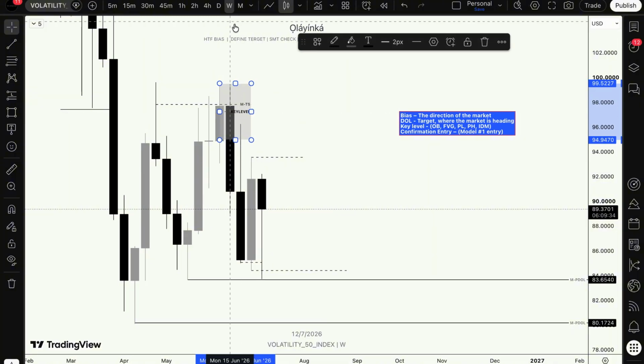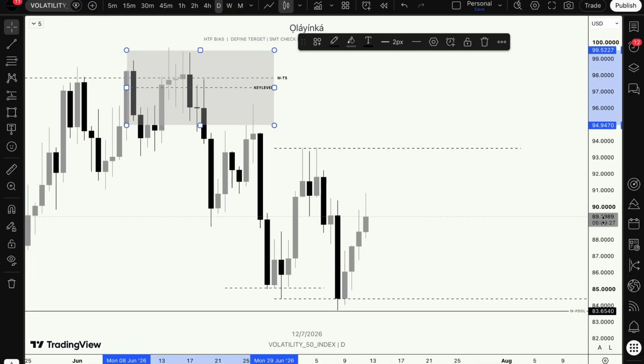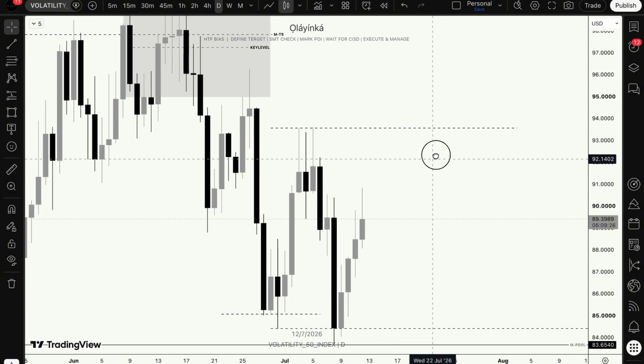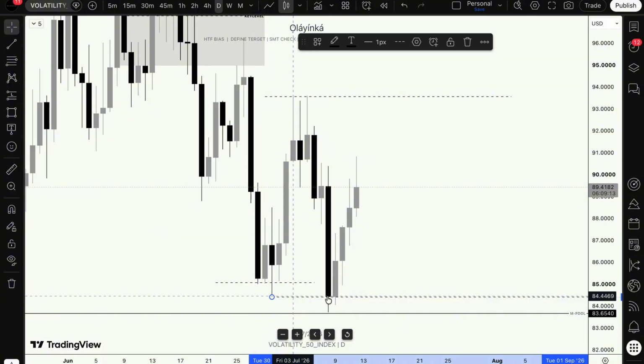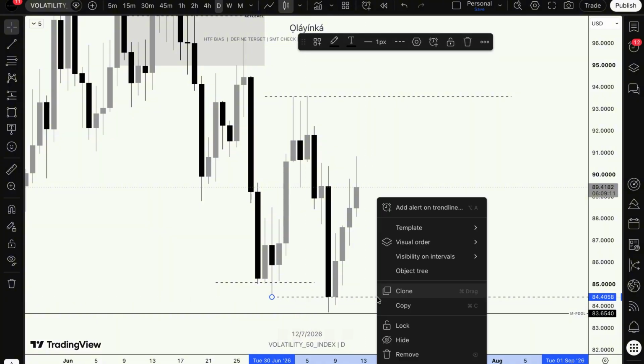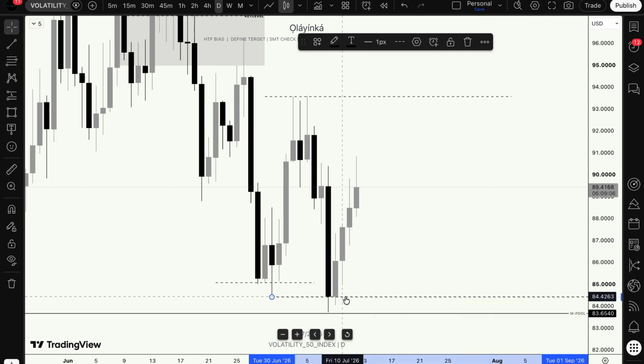You understand? So let's go to the daily. So on the daily, you understand, on Thursday we had a sweep of this particular low here. So we can see this place is a swing point.